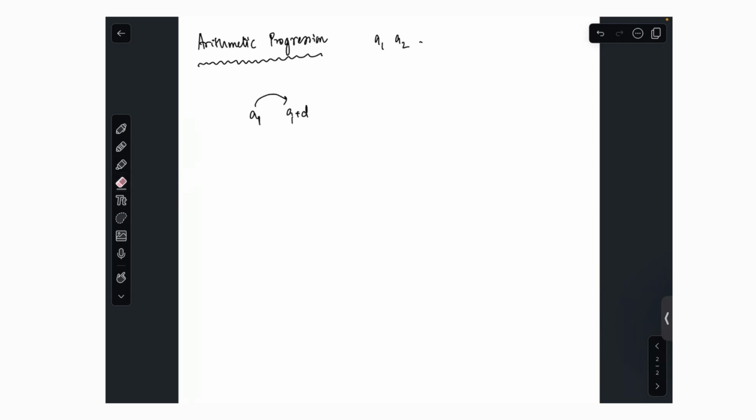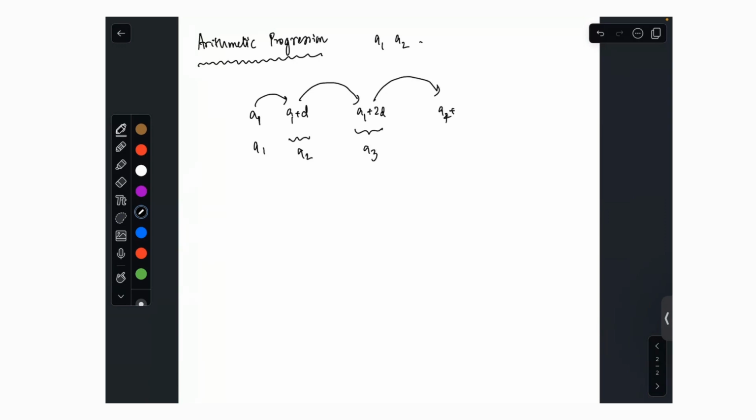So this is A1 again. We call it A1. Then this becomes A2. And then this becomes A1 plus 2D. This becomes A3, right? And then this becomes A1 plus 3D. This becomes A4. So if you go to AN, how many hops will be there? N minus 1, because for going to 2, there is 1 hop.